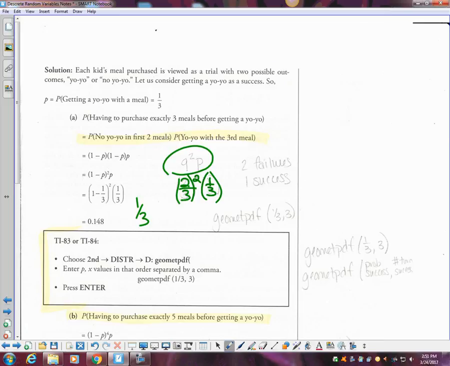Now you can do this, always show your formula, and then you get your answer. Or you can do this on your calculator if it's on the multiple choice. It's just geometric PDF, 1/3, 3. So 1/3 is the probability of getting a success, and the 3 is the number of trials that you want to go until you get a success. Probability of success, number of turns to get a success.